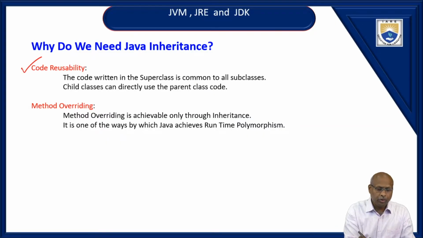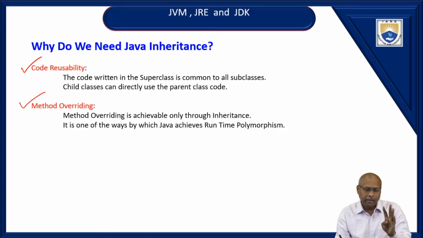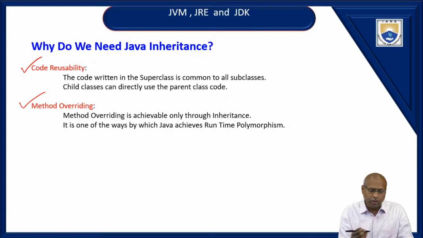One for code reusability, another for method overriding. So inheritance concepts are used for these two purposes: to reuse the code, to override the code. Sometimes I want to only reuse, go for code reusability. Sometimes I want to extend, I want to modify, I want to update, then go for method overriding. So these two are the main features of inheritance concepts.